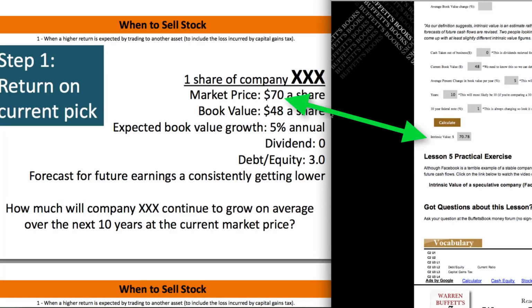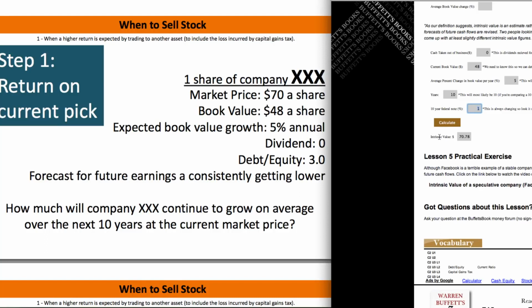So when these two numbers match, when the intrinsic value equals the market price, we know that we're going to get the same return as what our input is for the 10-year federal note. And since we put 1% in there, that's how much we're going to make if we continue to hold company XXX over the next 10 years. So annually, you're going to make 1% if you continue to hold this company. So that's some pretty bad returns.